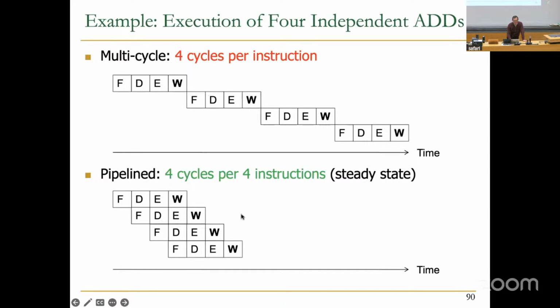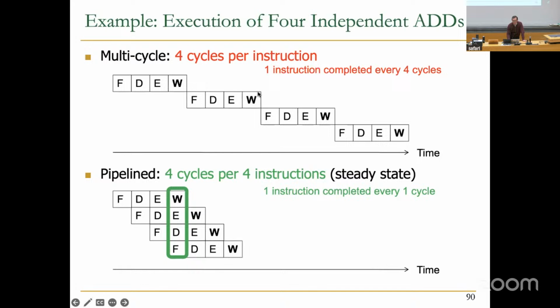But you can see that our throughput has increased. We get 4 cycles per 4 instructions. In other words, we complete 1 instruction per cycle, right? And in the steady state, you can see that there are 4 instructions concurrently in the machine. The steady state means when the pipeline is full with instructions. This is the steady state picture. But basically, the key takeaway is you're completing 1 instruction every cycle, whereas here, you're completing 1 instruction every 4 cycles, right? So that's the throughput improvement.